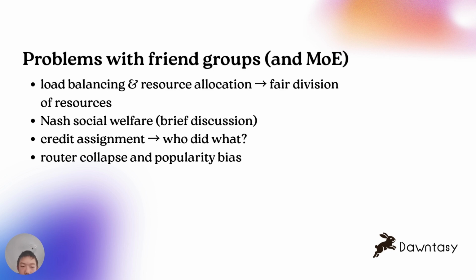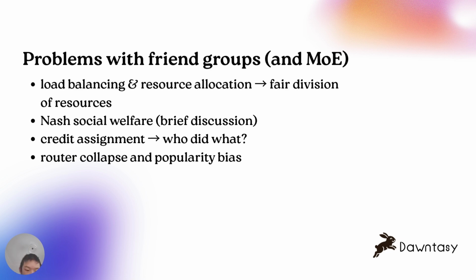But there are obviously a lot of problems with these structures, friend groups and mixture of expert models, or MOE for short. One such problem is called resource allocation. It basically asks, how do we fairly divide all these resources, for instance money, efforts, or workload, among these group members? We want to allocate these resources so that everyone gets a fair share, basically.